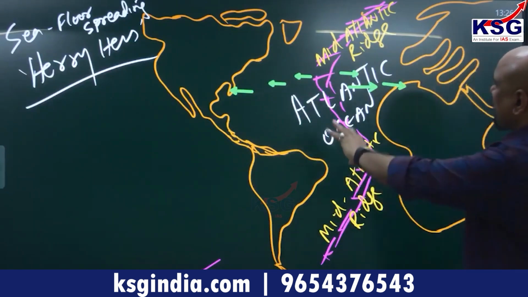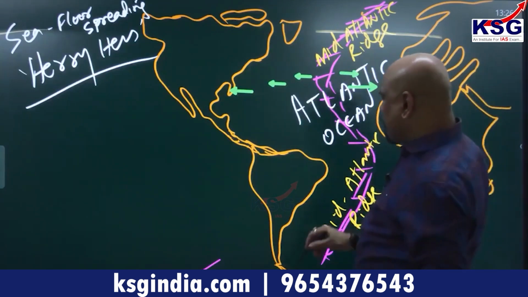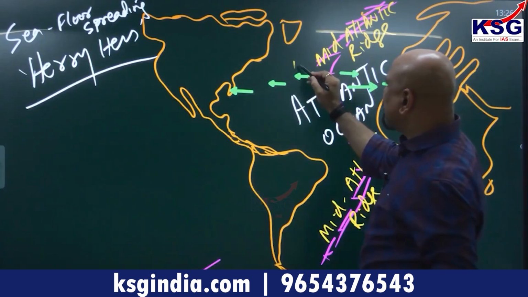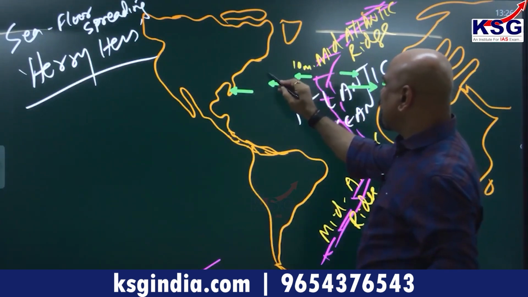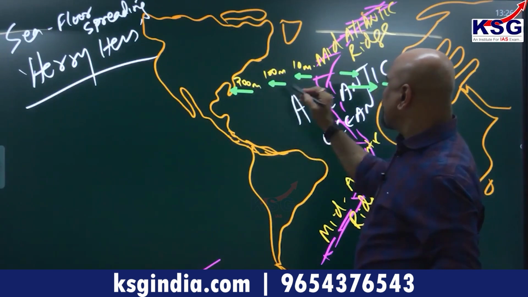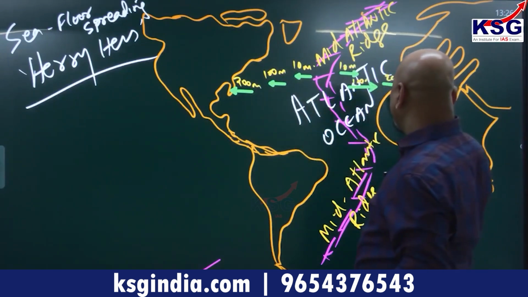While he was studying the Atlantic Ocean floor, he found the age of the rock is increasing away from the center towards the periphery. Here it is 10 million, here it is 100 million, here it is 200 million; here 10 million, 100 million, 200 million.